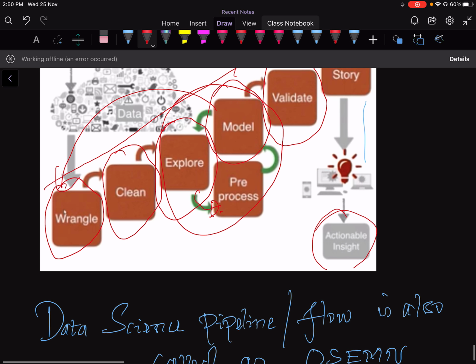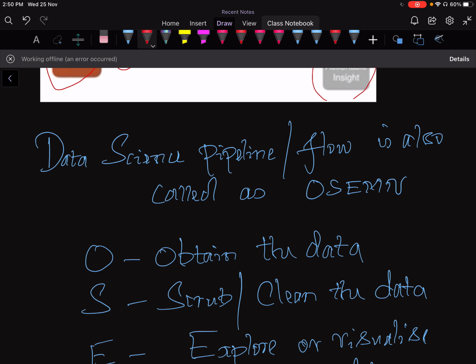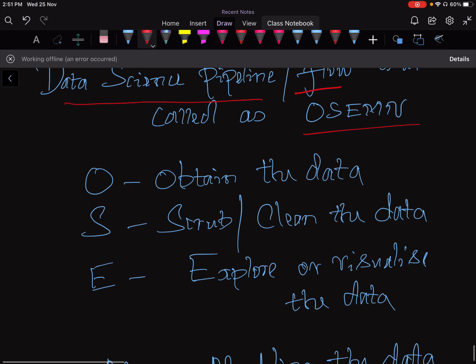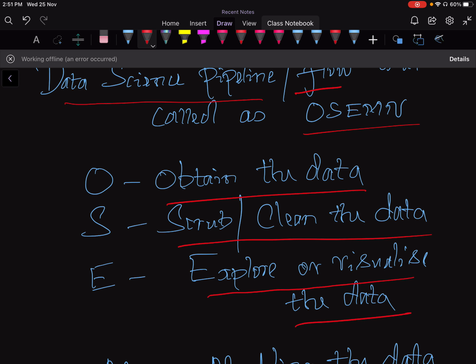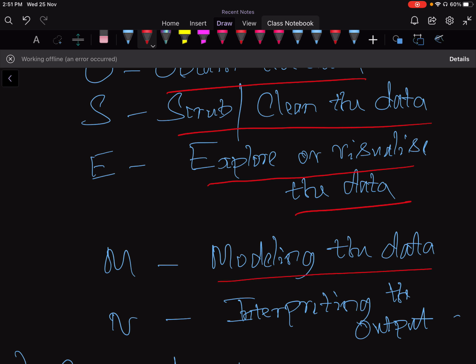Okay, so now let's see. In some other places, the data science pipeline is also called a data science flow. It is also called OSEMN. Okay, OSEMN. O is meant for obtaining the data. S is meant for scrubbing the data, or just cleaning the data, and E is meant for exploring or visualizing the data. That is more of the descriptive kind of analysis that you are doing, and then you model the data, that is the training, and then you interpret the output. Okay, so that is also called OSEMN.